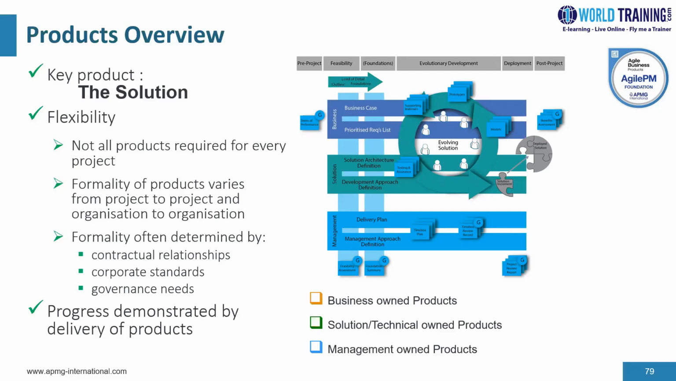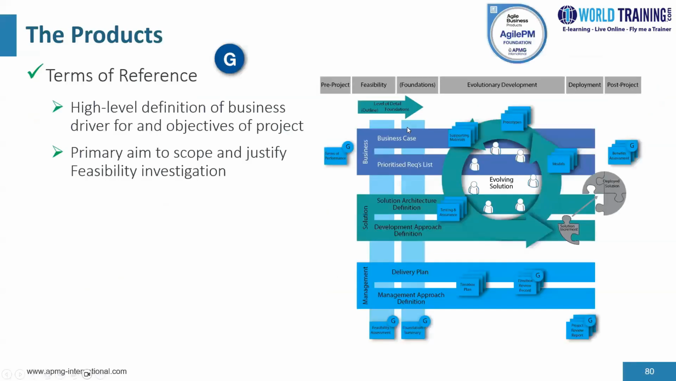Now, several of the products, those marked with G, may also play a part in governance processes, such as approval gateways, and may be used to demonstrate compliance of the solution with corporate and regulatory standards where this is required. Let's do a deep dive into each of the products.